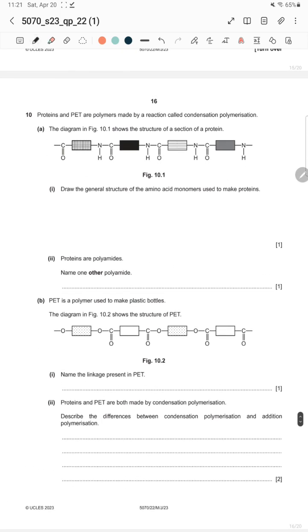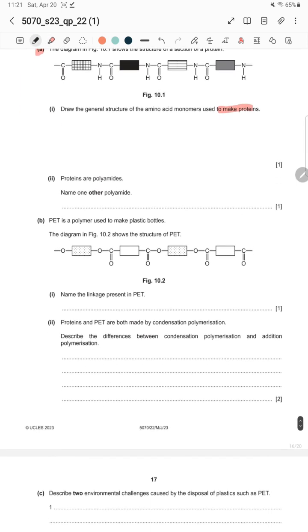Okay, now finally we are having question 10. Proteins and PET are polymers made by a reaction called condensation polymerization. Part A. Draw the general structure of amino acid monomers used to make proteins. So amino acids, their general formula, dear students, is C. On one side it is bonded with an alkyl group, on the other side hydrogen, and on one side it is bonded with the carboxylic functional group, COOH, and then on the other side the amino functional group, that is NH2.